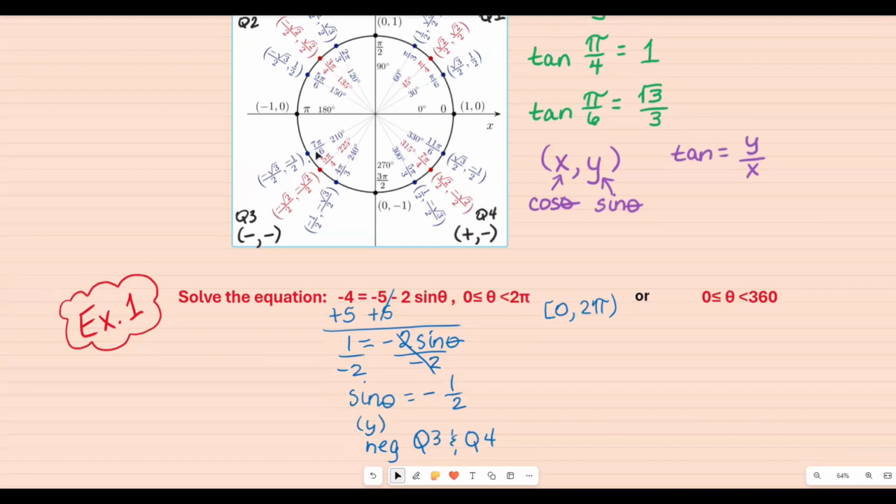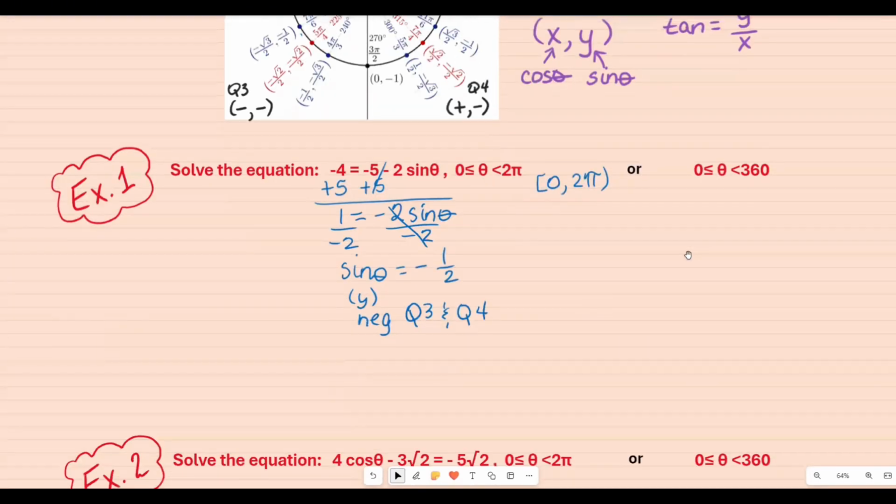And that's going to give me 7 pi radians over 6. And then if I go over here, which is reflected, I still see that -1/2 as a y, and it's 11 pi radians over 6. And I'm writing it as radians because that's what my instructions asked me to do, to find my solutions that are between 0 and 2 pi radians.